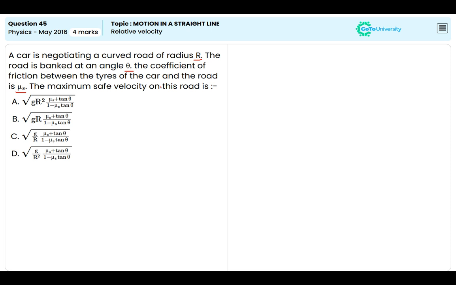Okay. So here we know that the given data are the radius of the curved road, r, and the coefficient of friction, which is equal to mu. Then we can write the maximum safe velocity: v square divided by rg is equal to mu s plus tan theta, divided by 1 minus mu s tan theta.